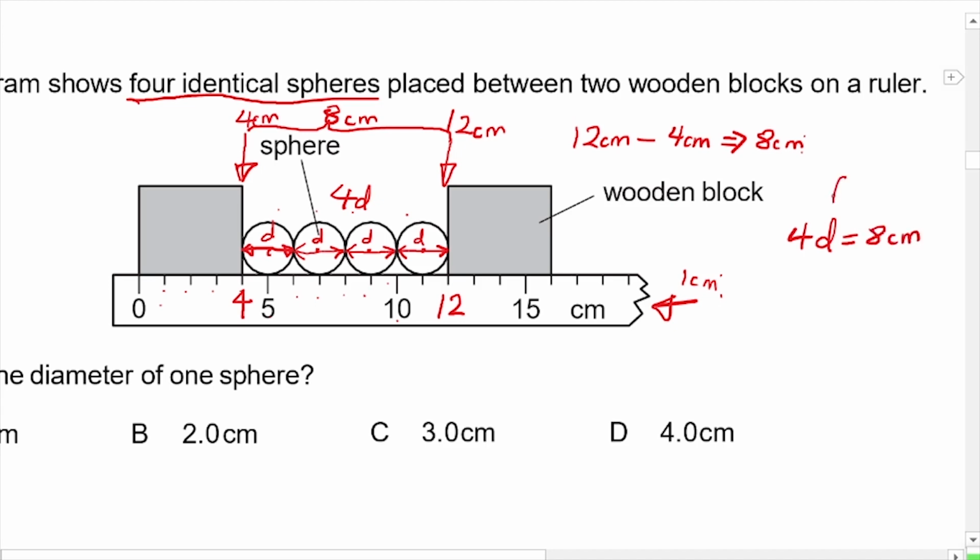But I'm interested in finding the diameter D, because that's the question: what is the diameter of one sphere? So 4 diameters are covering 8 centimeters. If I divide both sides by 4, you end up with D as 8 divided by 4, which is 2 centimeters. So each diameter is 2 centimeters, so the answer here is B.